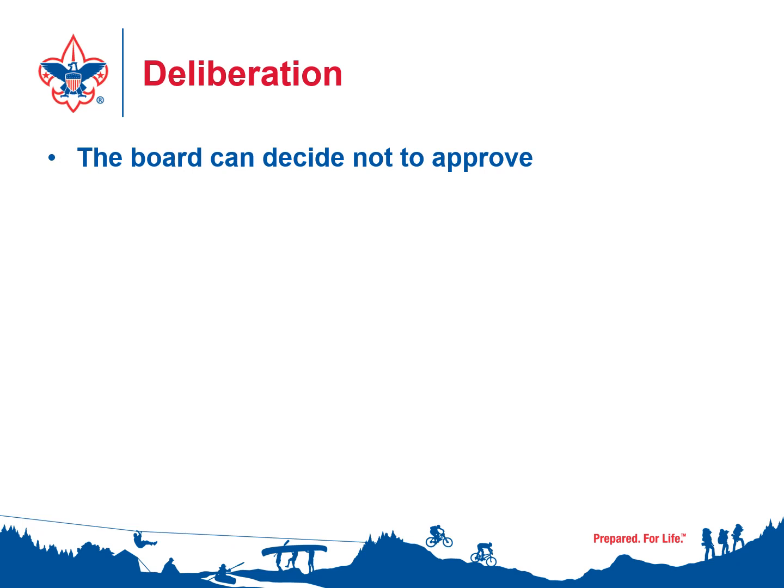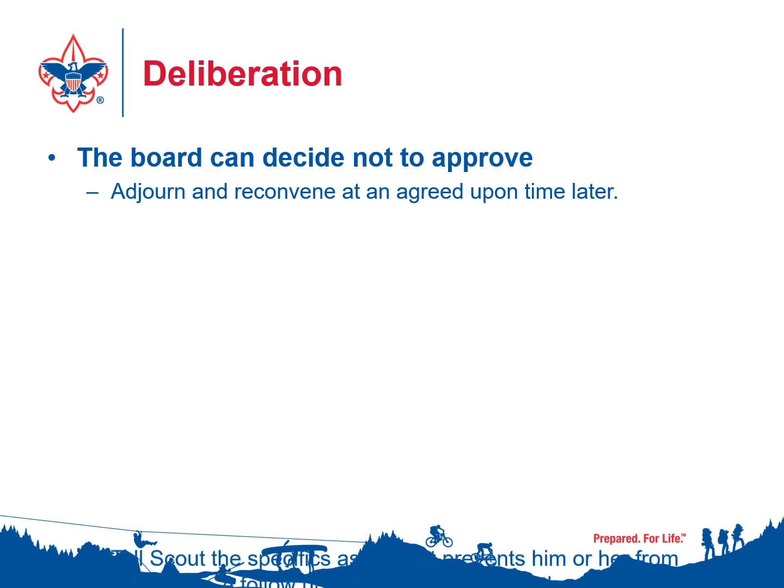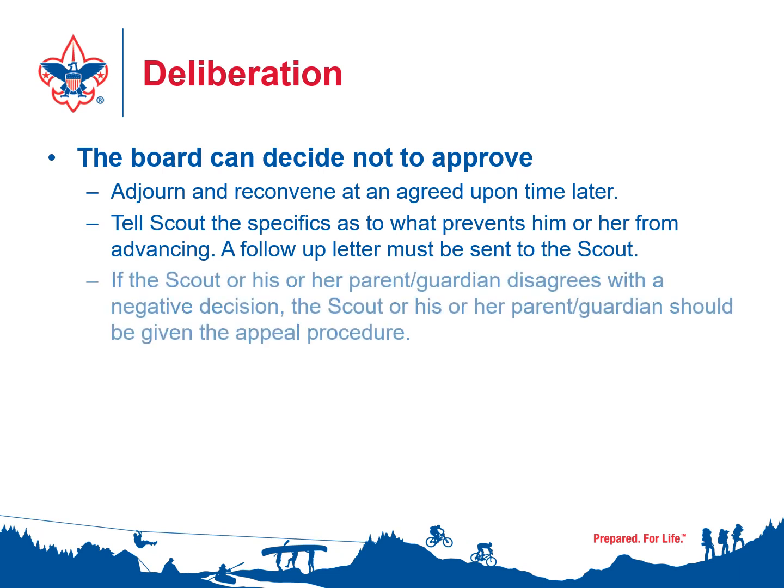Now, the board can decide not to approve, or they can adjourn and reconvene at an agreed upon time. In other words, they don't tell him that he's not approved, but instead they just say, well, we're not going to make a decision right now, and we're going to adjourn for a short period of time, and then we're going to reconvene and make a decision. But once you decide, that decision goes to the Scout, and the Scout is informed about the decision.